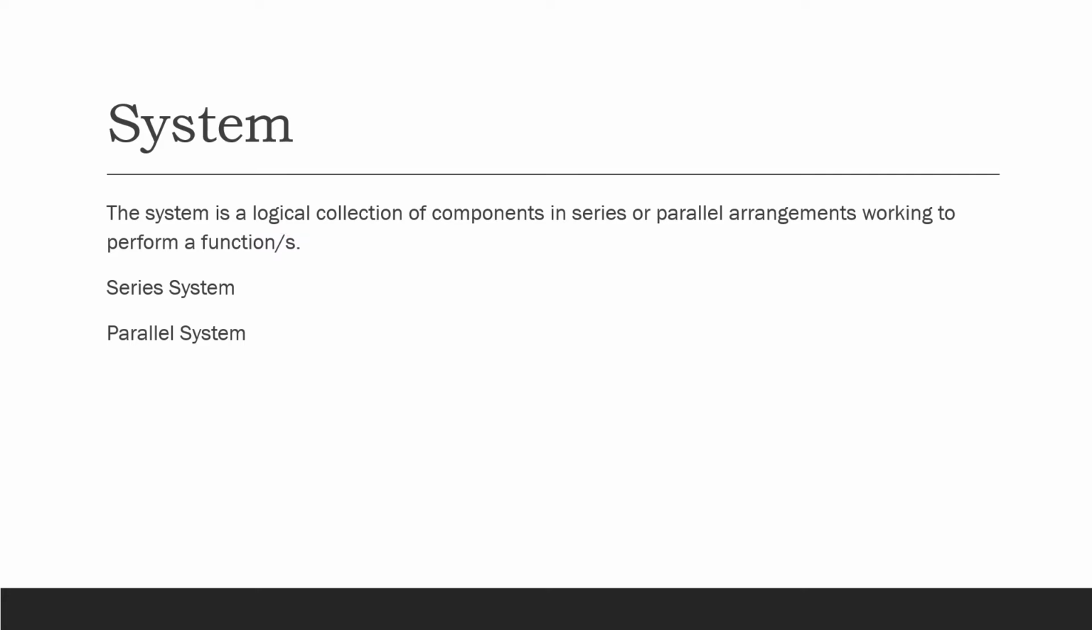So we have series systems and parallel systems. We can arrange the components in series, we can arrange the components of the system in parallel, and in a combination system you will see many series and many parallels all together. Again, it's got to be logical.